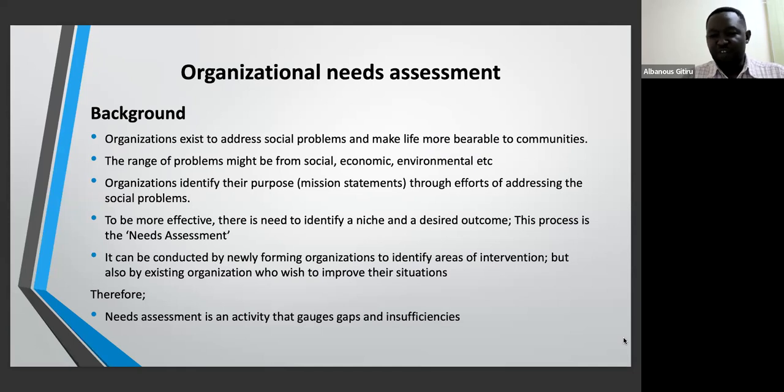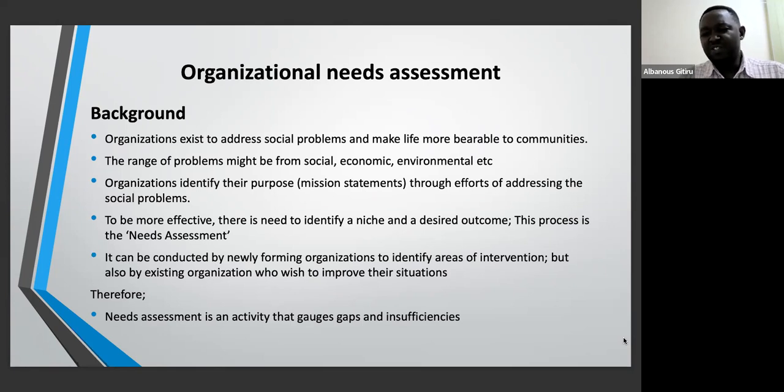We need to be more effective. Then we will need to identify a niche. We will need to identify how do we get the desired outcome. We can't solve everything. So what is it that you're special in, that you feel you have the strength in? Then that is the niche. That is what you would feel like your contribution will have a greater impact to the community within that scope or within that area. For you to be able to identify your niche, then you would need to go through a process. This is the process that we call the needs assessment.